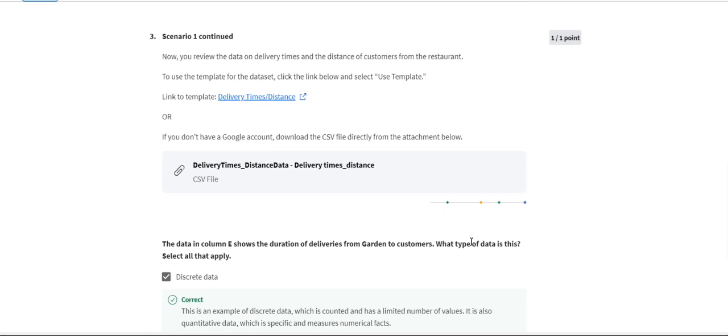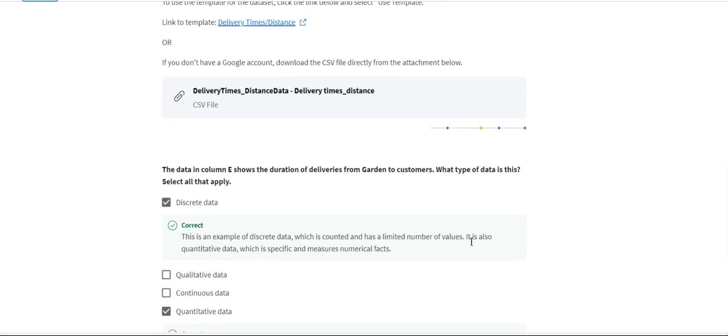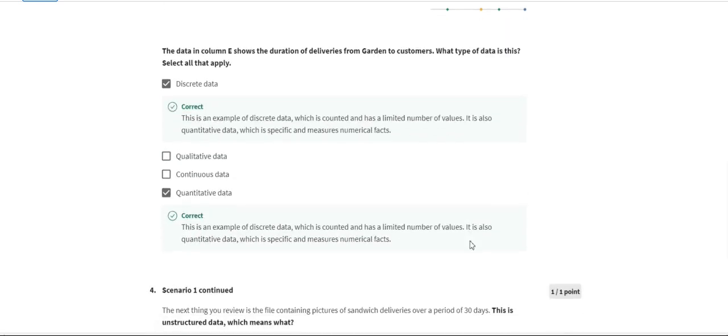The third question is: the data in column E shows the duration of deliveries from Garden to customer. What type of data is this? So we are talking about durations. So they are discrete data. It has a limited number of values. And since we are talking about numbers, some calculative values, it will be quantitative in nature also. So these two answers are correct.